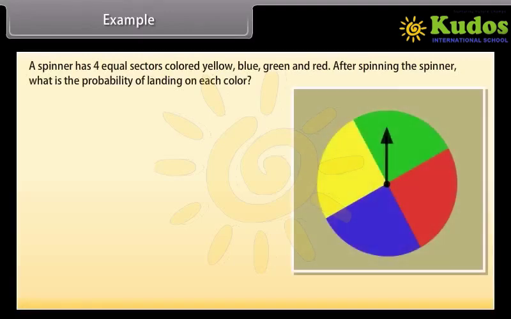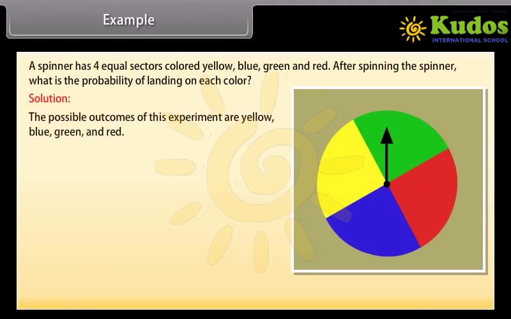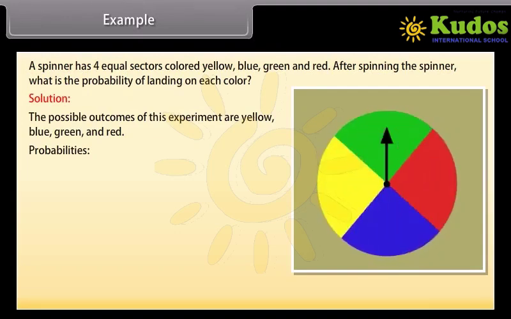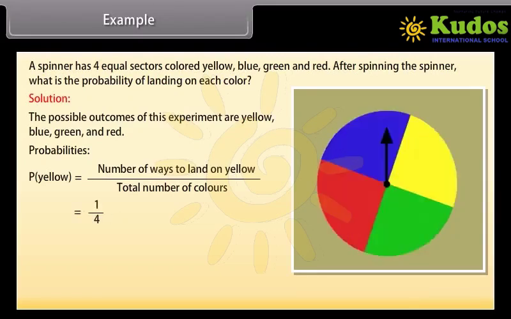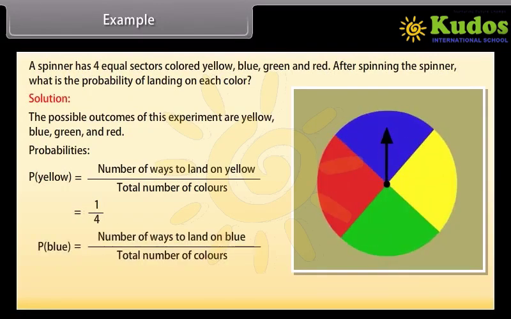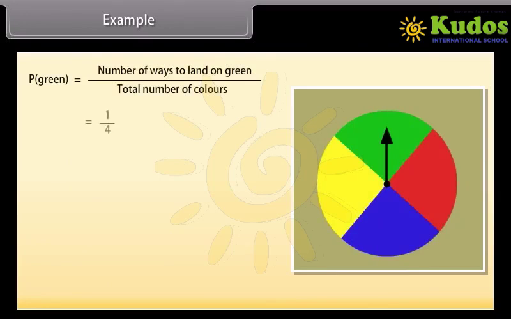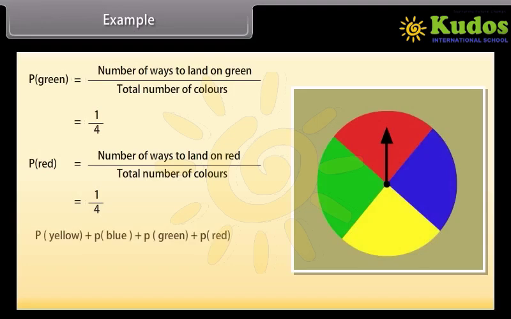Example. A spinner has 4 equal sectors colored yellow, blue, green and red. After spinning the spinner, what is the probability of landing on each color? Solution. The possible outcomes of this experiment are yellow, blue, green and red. Now let's find the probabilities. Probability of landing yellow is number of ways to land on yellow by total number of colors, that is equal to 1 by 4. Probability of landing blue is number of ways to land on blue by total number of colors, that is equal to 1 by 4. Similarly, we will find the probability for green and red, and if we add all these probabilities, we will get 1.